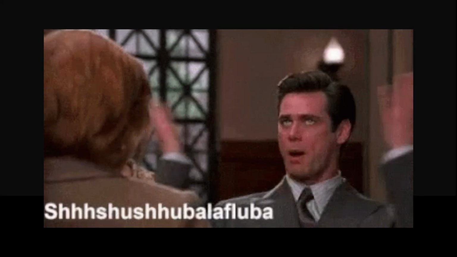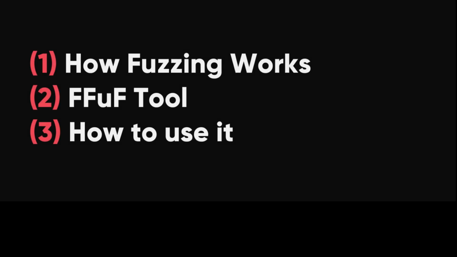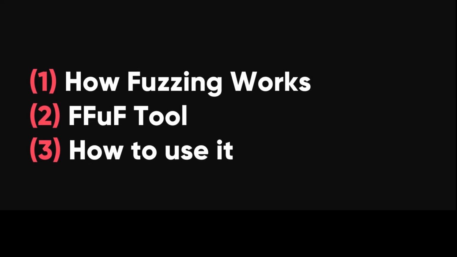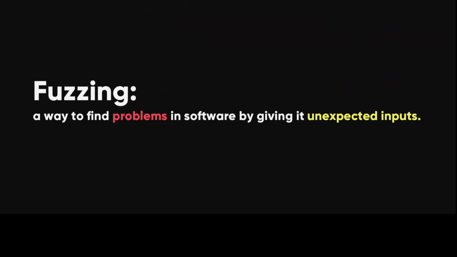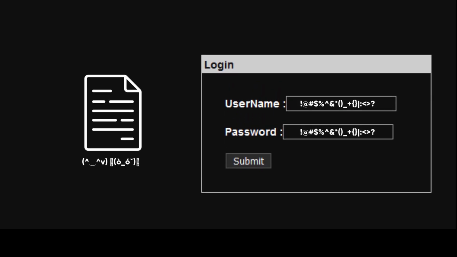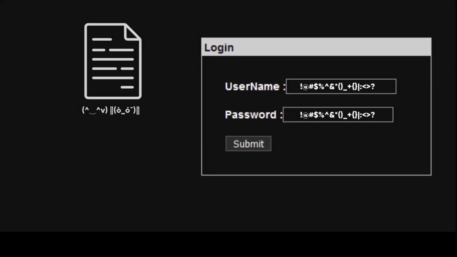This video dives into the world of fuzzing. We'll explain how fuzzing works, introduce you to a popular tool called FUF, and even show you how to use it yourself. Fuzzing is a way to find problems in software by giving it unexpected inputs. For example, we might try random file names on a website to see if they exist, or we could enter random things into a login form to see if it breaks the website.